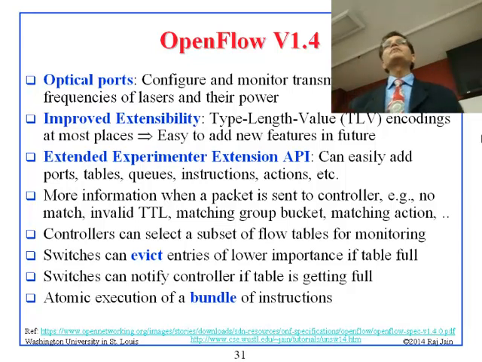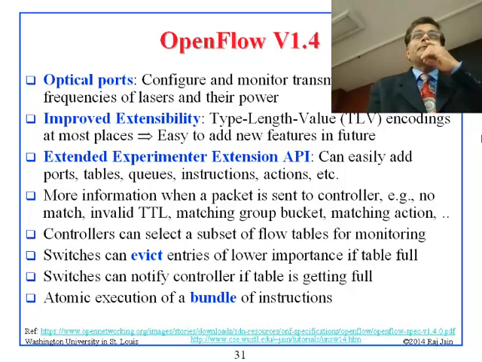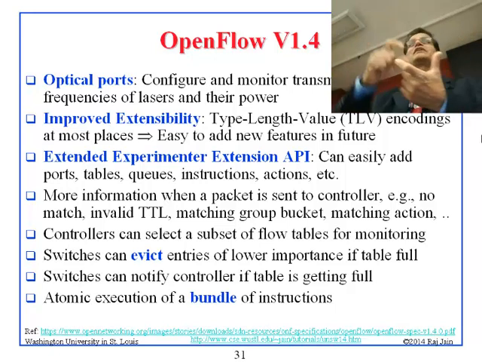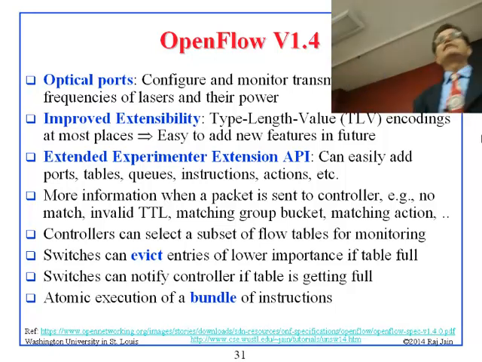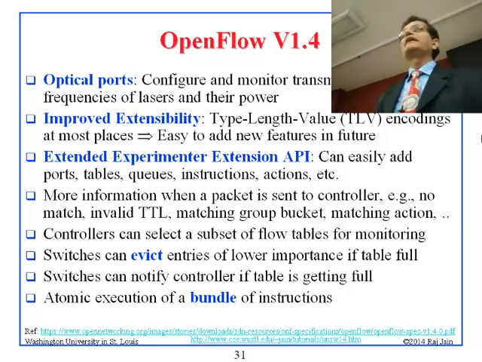OpenFlow 1.4, the main idea is that optical networking wanted to use OpenFlow, so that extension was done. Now, optical networking doesn't use packet switching, it uses circuit switching. It uses wavelength switching, right? So that is supported in 1.4. In 1.4, it will say, if the entering color is red, send it to blue, or send it to port 5. You cannot look at any of the IP header fields.